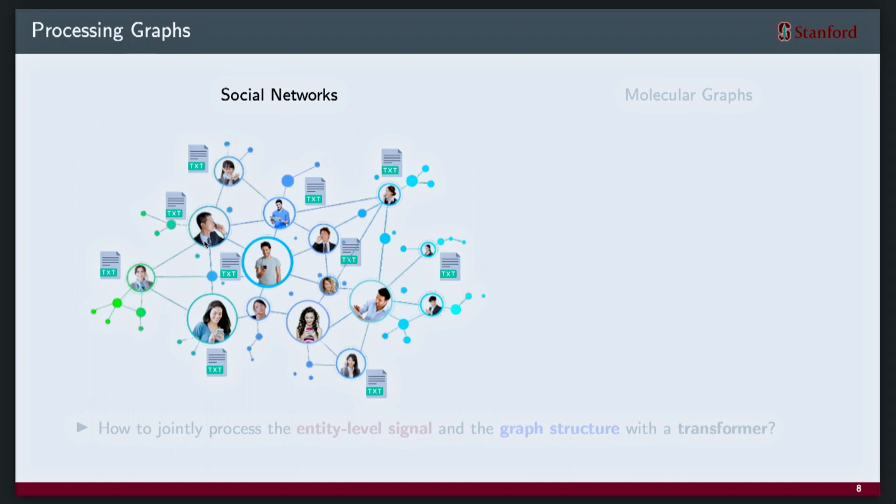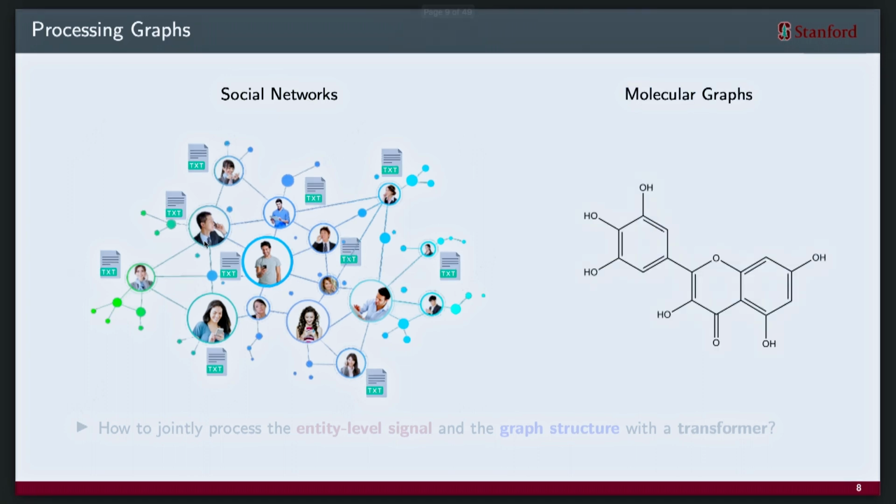For example, in a social network, we have the images and the text in the user profiles, and also the connectivity information between different users, so we know who is friends with whom. And also, if we look at molecular graphs, we have the type of atoms or functional groups, which is the entity-level signal, and we have the bonds between different atoms, or the bonds between different functional groups.